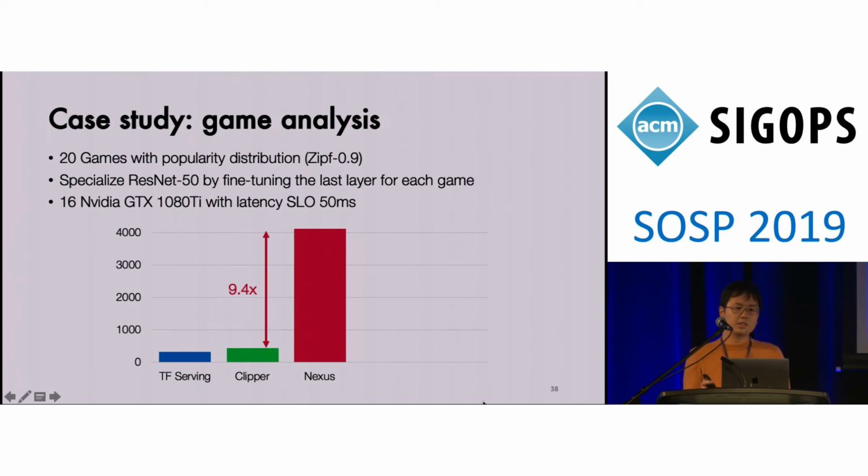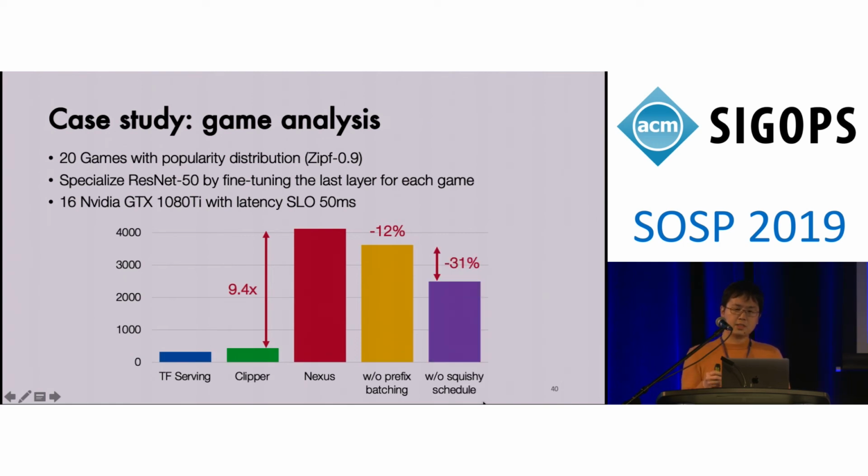And also to further understand what each optimization contributes to the higher throughput, we incrementally disable one feature at a time. First, we disable the prefix batching, and we can see that the throughput dropped by 12%. And then we replace the squishy bin packing algorithm with the batch oblivious scheduler, and then we can see a further 31% loss of the throughput.